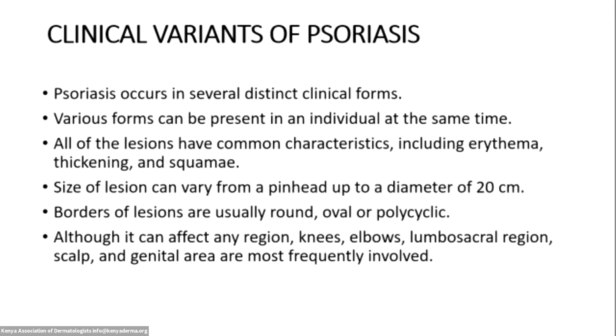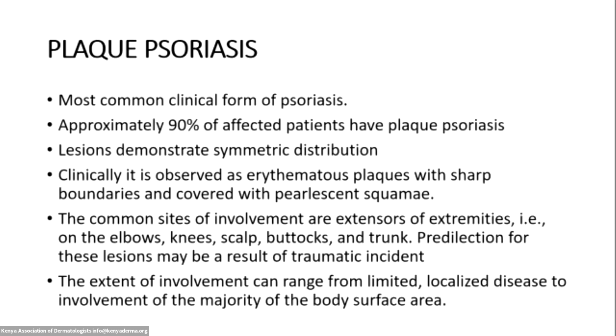So let's talk about the clinical variants of psoriasis. So psoriasis occurs in several distinct clinical forms, and various forms can be present in an individual at the same time. And all of the lesions tend to have common characteristics, as you know: erythema, thickening, and scale. The size of the lesion varies from a small pinhead size to a diameter of up to 20 centimeters. And the borders tend to be round, oval, or polycyclic. It tends to affect any region, but the most common regions affected are the knees, the elbows, the lumbosacral region, the scalp, and the genital area.